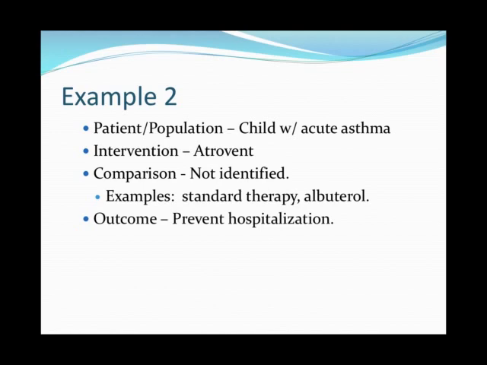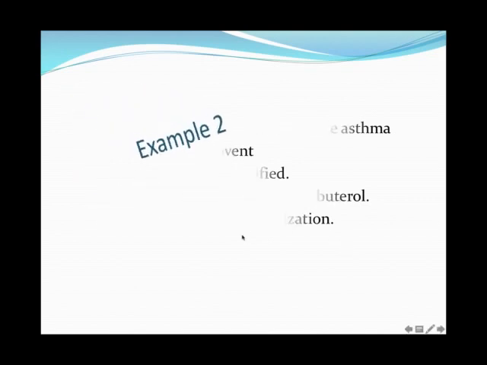So did we get it right? Yeah, so it's a child with acute asthma. The intervention is Atrovent. For the comparison, maybe they could have compared it to, rather than giving albuterol, any salbutamol, or standard therapy, or no therapy, or antibiotics, something like that. The outcome was to prevent hospitalization.